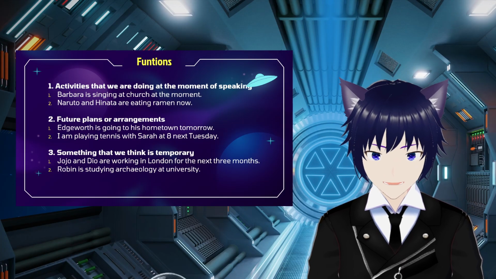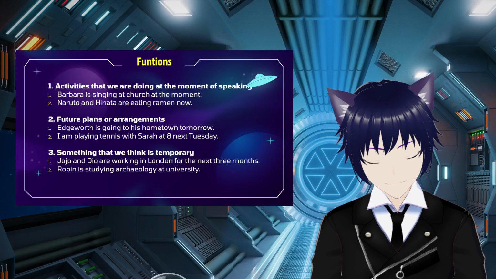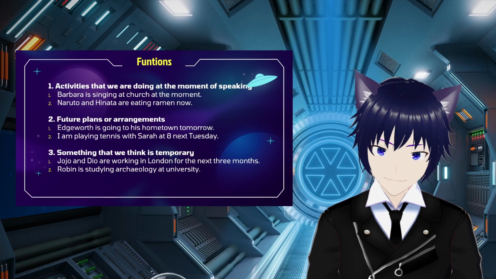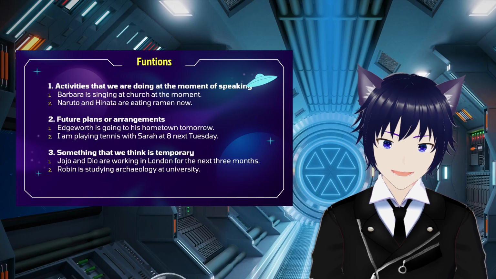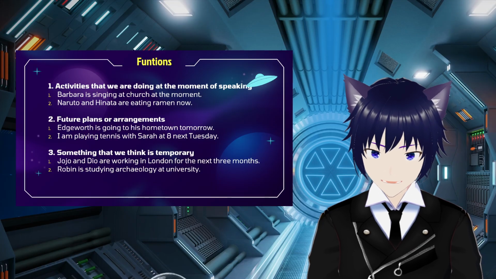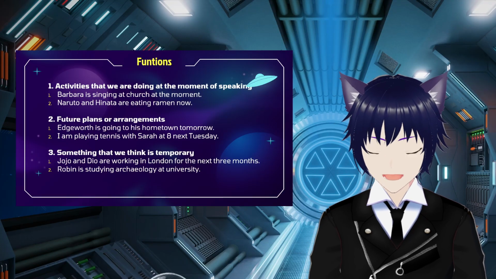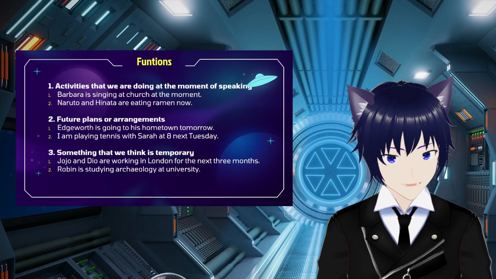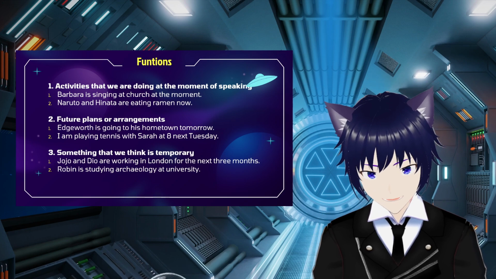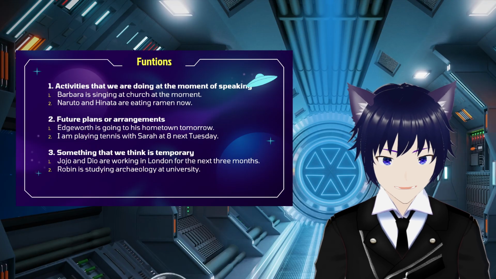Next, we go to the functions. So, for the present continuous tense, there are three functions. The first one is for the activities that we are doing at the moment of speaking. So, we are doing things right now. For example, Barbara is singing at church at the moment. By the way, this also indicates that this activity is in progress.